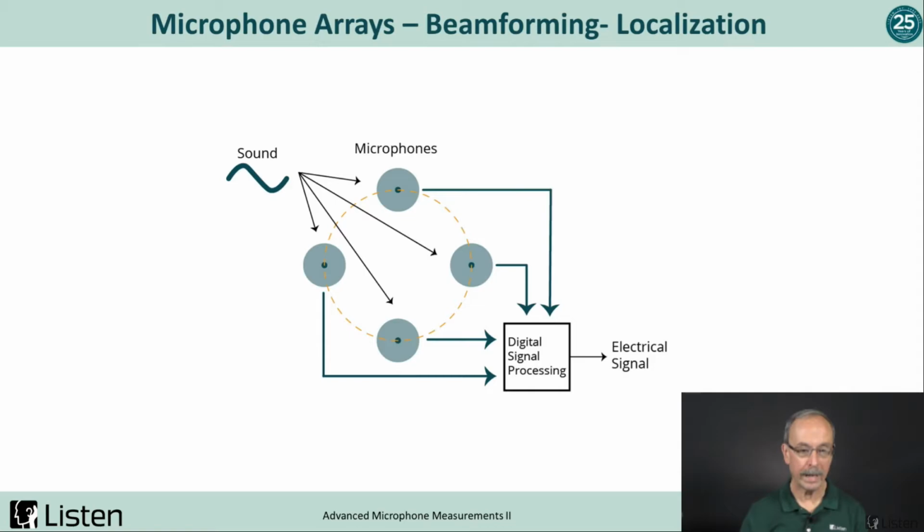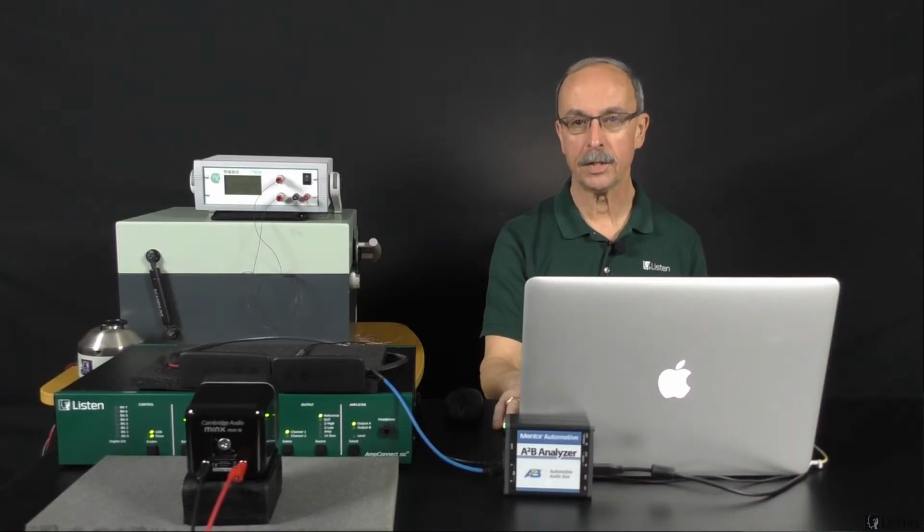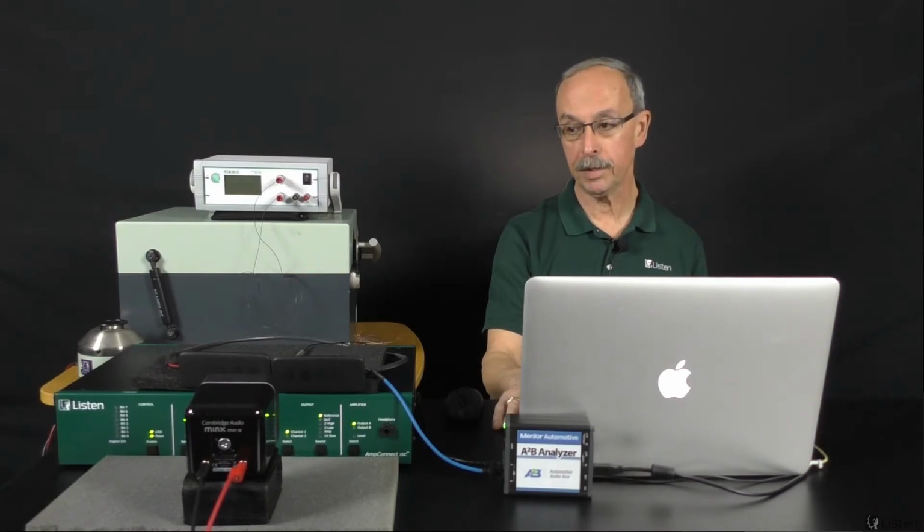And here's the schematic of a localization array. So we have 4 microphones around the periphery of a circle. We have the sound coming from one source, and then we have some DSP where all of the microphone signals are going in here. The DSP is determining which one is closest to the sound, and that's how we're doing the localization here.